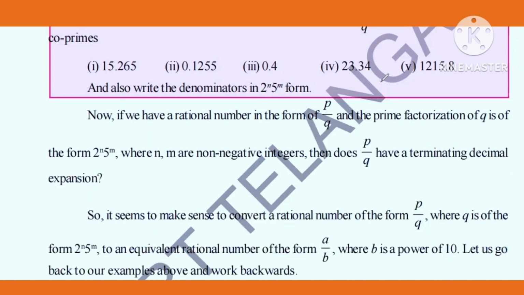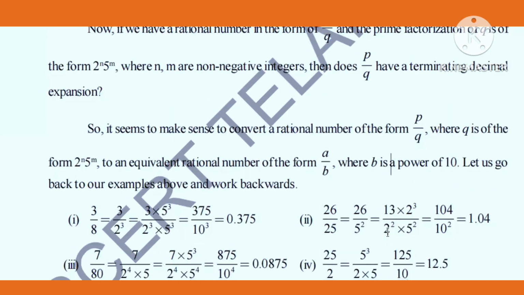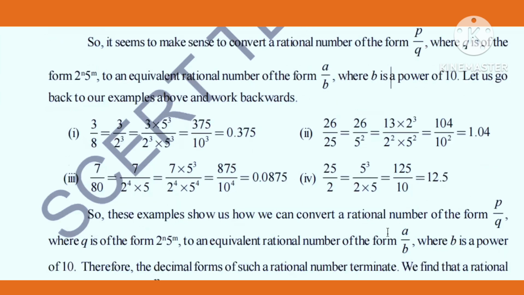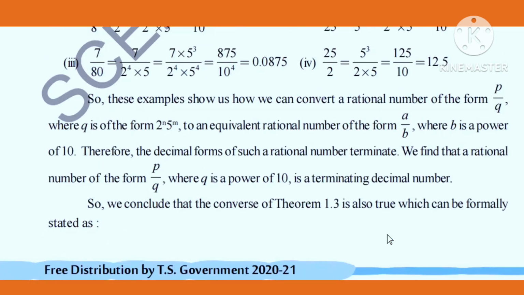And we can try. You can try the remaining all. You have 2 problems. You can try that easily. And you express the denominator in the form of prime factorization. We get 2 power n and 5 power m form. And if the denominator is not in the form of 2 power n and 5 power m, then we get a non-terminating recurring decimal.